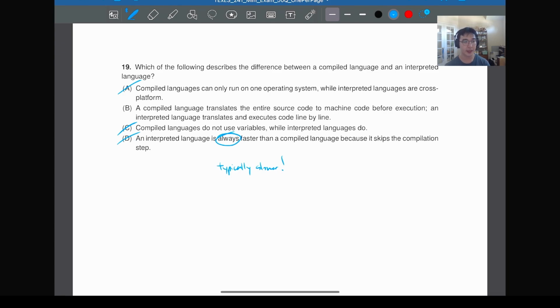So B, a compiled language translates the entire source code to machine code before execution. And that is true. When you hit the compile button in Java or for any C, C++, that is compiling the code to machine code. And an interpreted language translates and executes code line by line. That is also true as well. So B is the correct answer for this one. Once again, the TExES 241 exam, it's not just programming, it's not just software engineering type knowledge. It does require you to know some other aspects of computer science as well. All right, that was question 19.